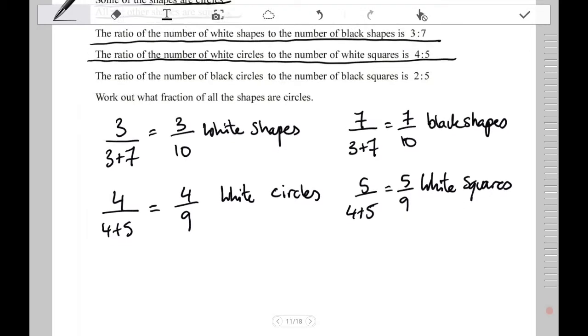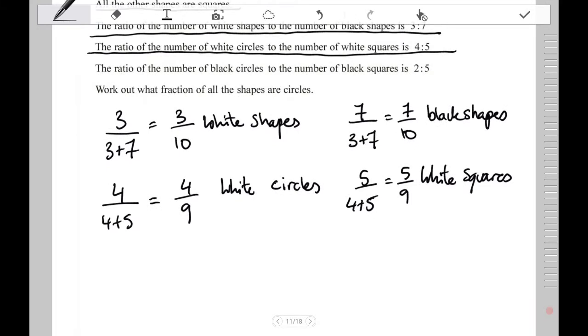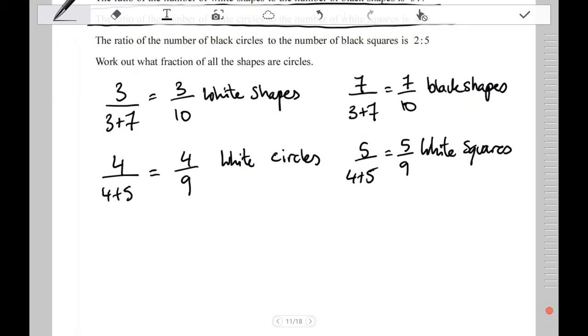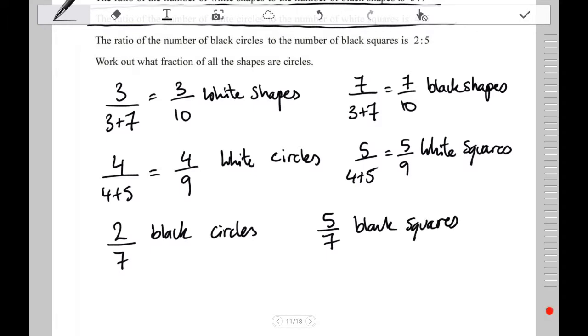And then it says the ratio of the number of black circles to the number of black squares. So again, it'll be 2 over 2 plus 5, which is 2 over 7. And that is black circles. And you have 5 over 7 are black squares. Hopefully so far it's been straightforward.